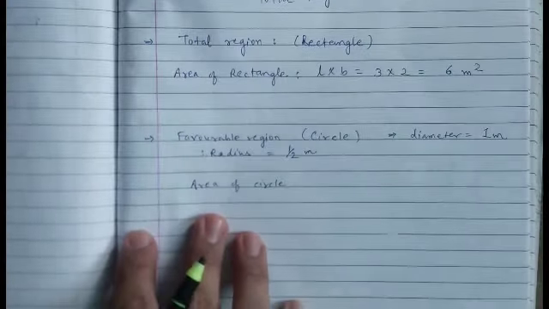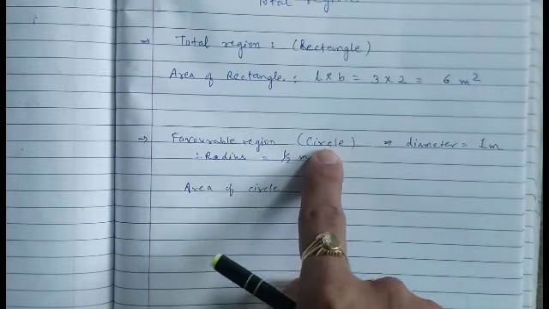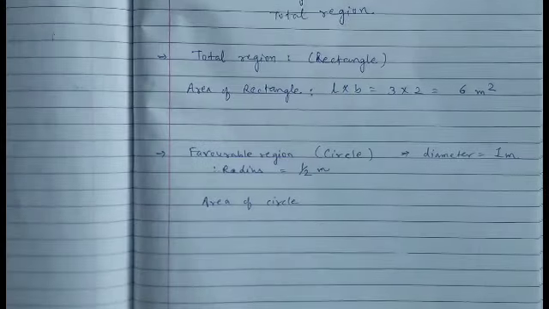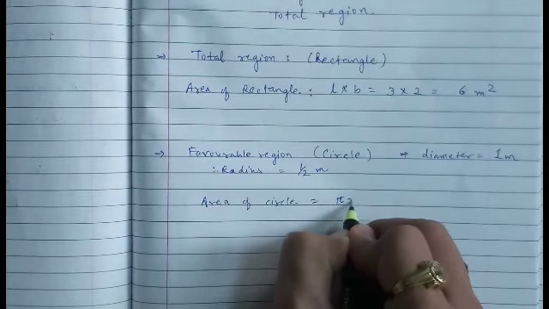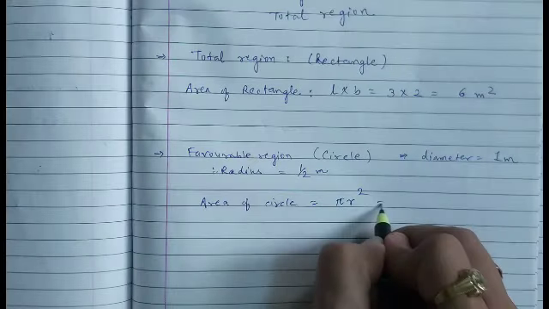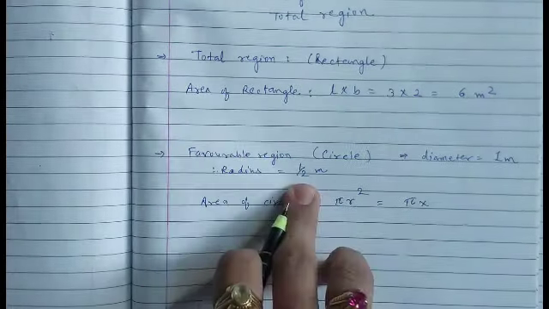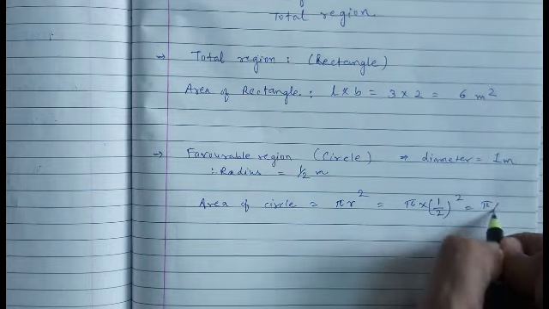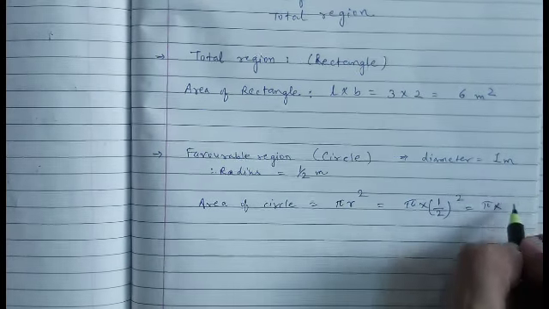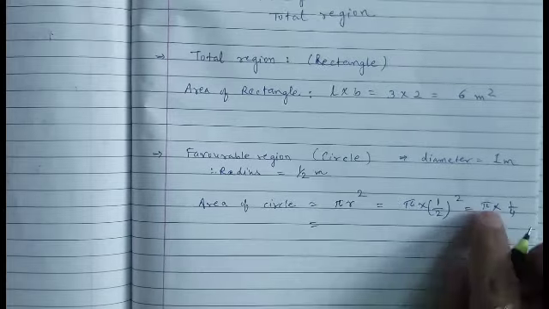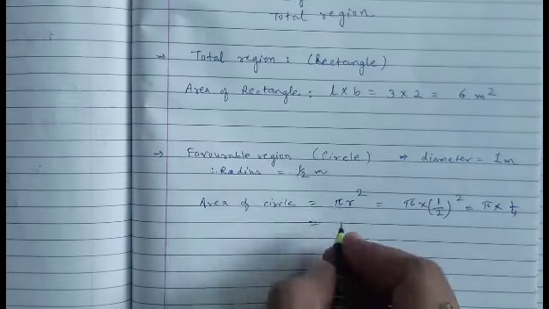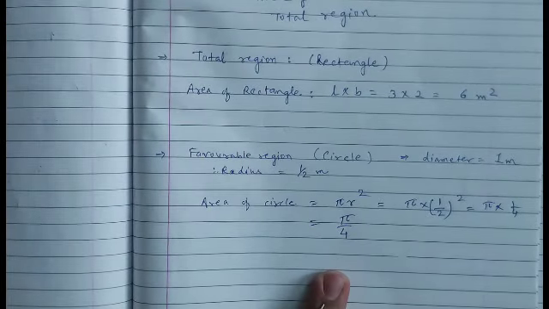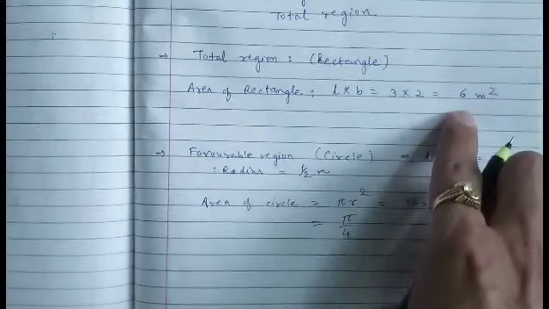Now we want to get the area of the favorable region, which is a circle with diameter 1 meter. That means the radius of the circle is 1 by 2 meter. What is the formula to get the area of a circle? We know that it is pi r square. So pi multiplied by r, which is 1 by 2, so pi into (1 by 2) square. (1 by 2) square is 1 by 4. So the area of the circle is pi by 4. Here the area of the favorable region is pi by 4 and the area of the total region is 6 meters square.